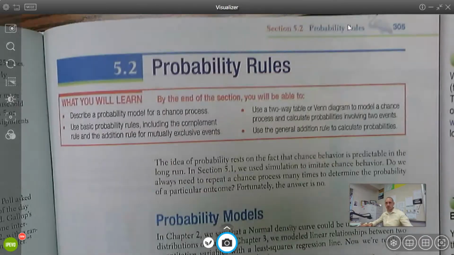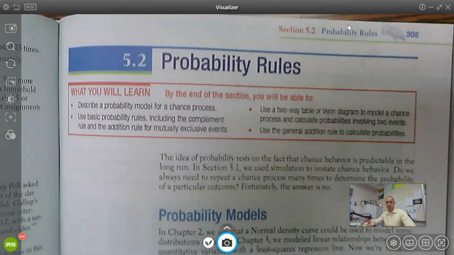Oh, hello, section 5.2. Let's see what you have to offer us today.